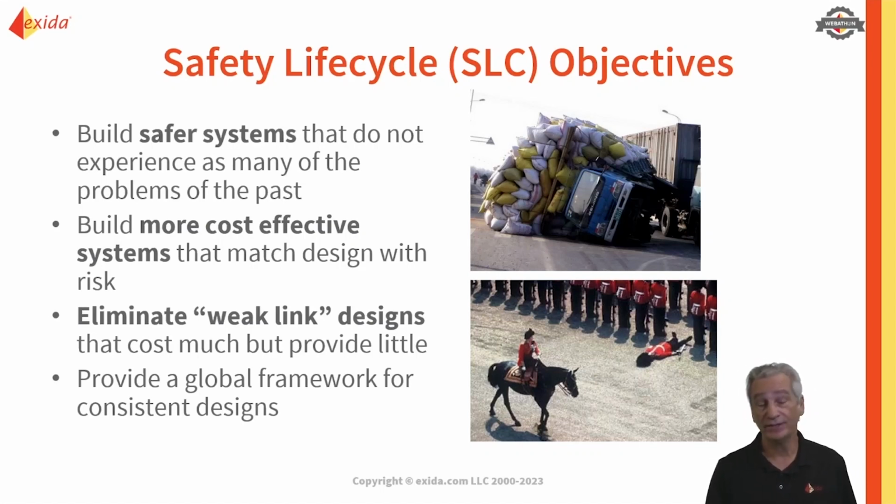Accidents can be very costly, not just in terms of the equipment costs or the downtime, the lost revenue, but also if there are fatalities and if there are releases. So there can be all sorts of litigation and fines that could be levied. So we want to be able to build more cost-effective systems that match the design with the risk. Again, it's this balance, and eliminate weak link designs that don't really give us much but could potentially cost us a lot of money.